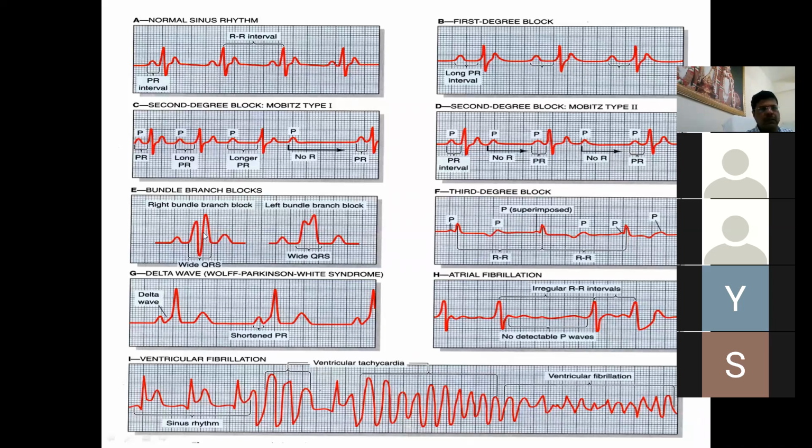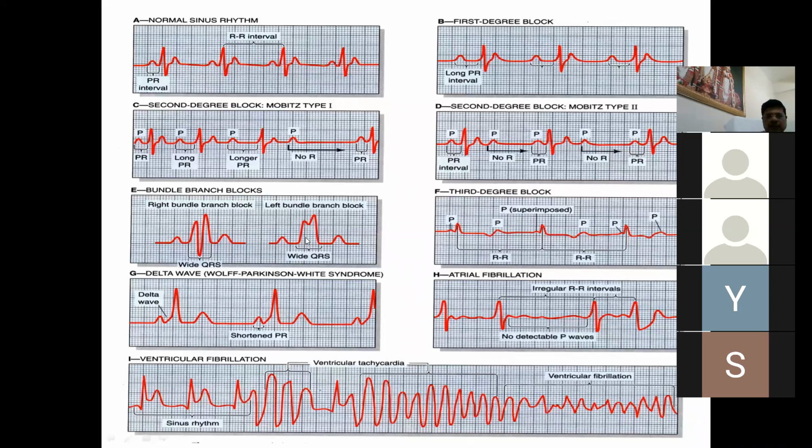So you can see the abnormality: a wide QRS complex, and it shows as if there is a right axis deviation here, in the first one. The second one again has a wide QRS complex, but its shape is different. See, this is one shape, this is another shape. Here also it is wide, but this one will show a left axis deviation.